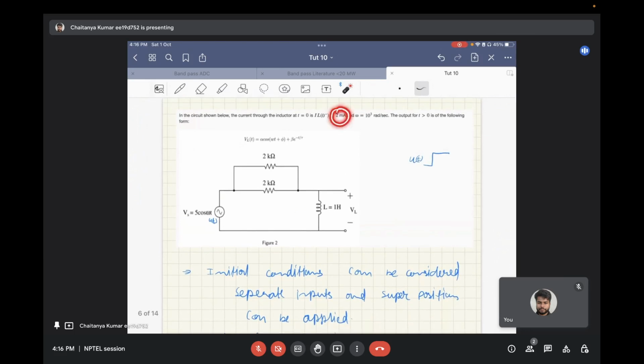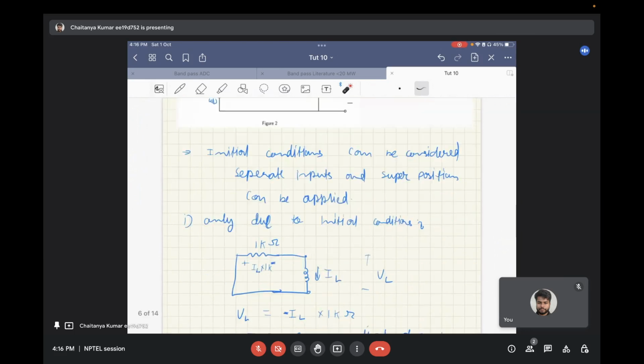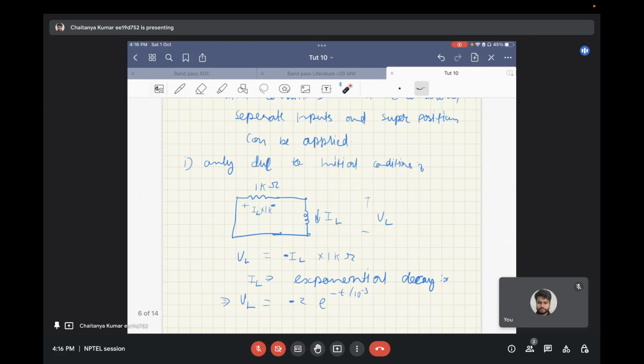Now the initial current is given as 2 milliamps. So the VL comes out to be IL times R, that is 1 kilo ohm.